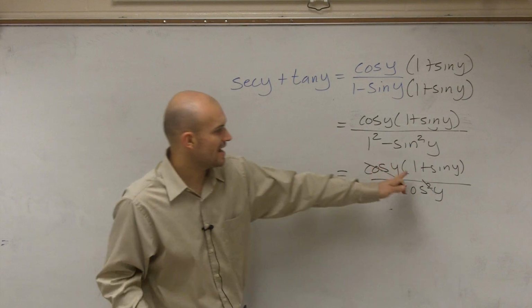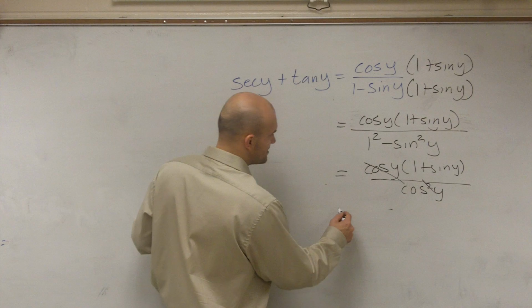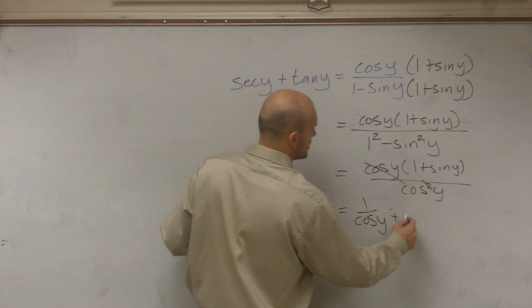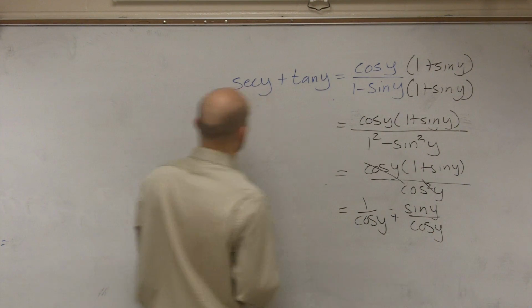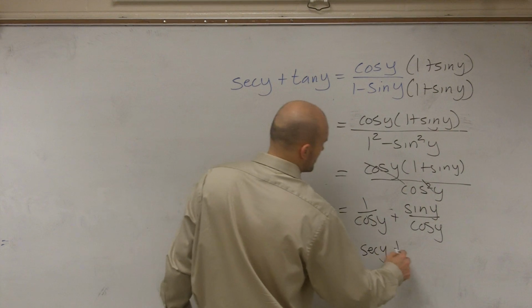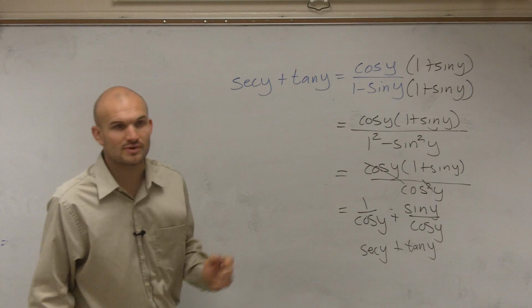So now I have 1 plus sine y divided by cosine of y, which can be separated into 1 divided by cosine of y plus sine of y divided by cosine of y, which we now know equals secant of y plus tangent of y, which you can see is right on your left-hand side.